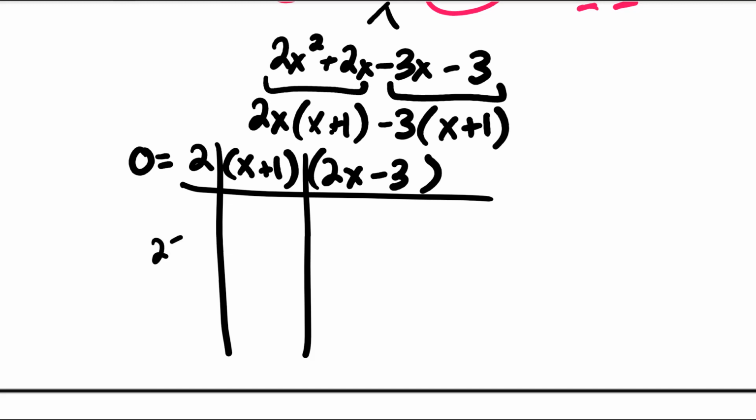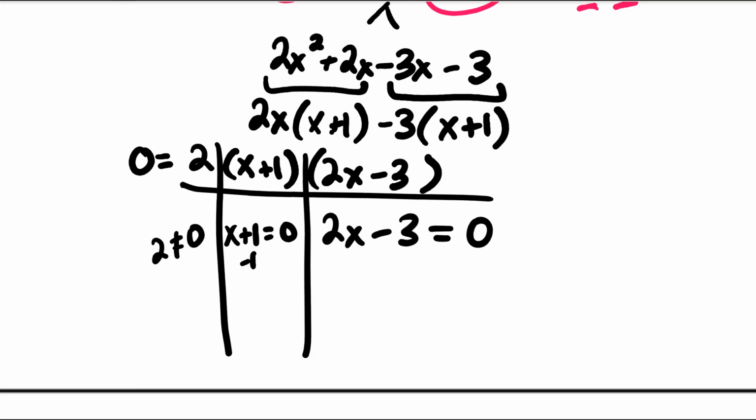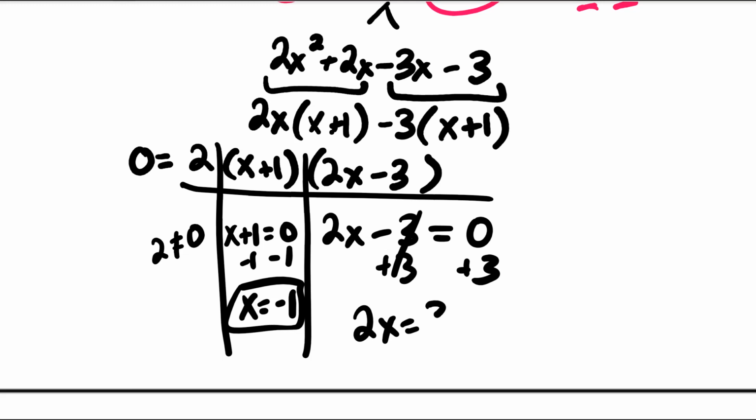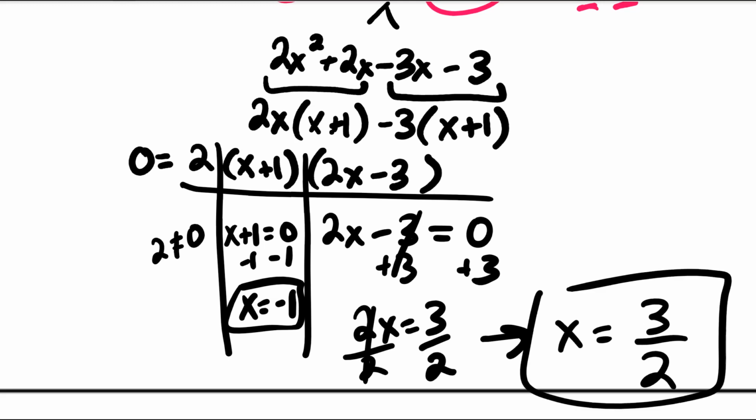Now obviously 2 is never going to be equal to 0, so I don't need to worry about him. But x plus 1 could be equal to 0. And 2x minus 3 could also be equal to 0. If I subtract 1 on both sides of the equal sign here, I find x equals negative 1. And if I add 3 to undo the minus 3 and divide by 2, I find that x could also be equal to 3/2.